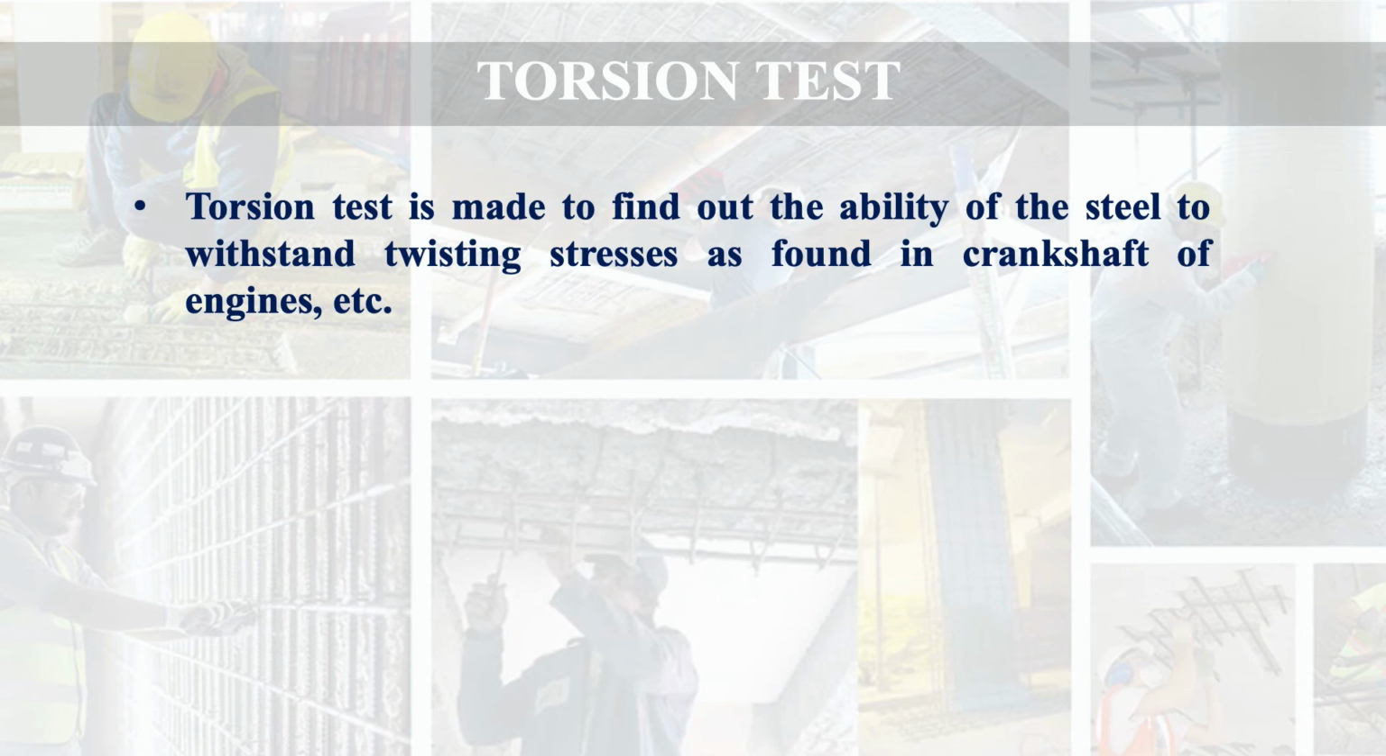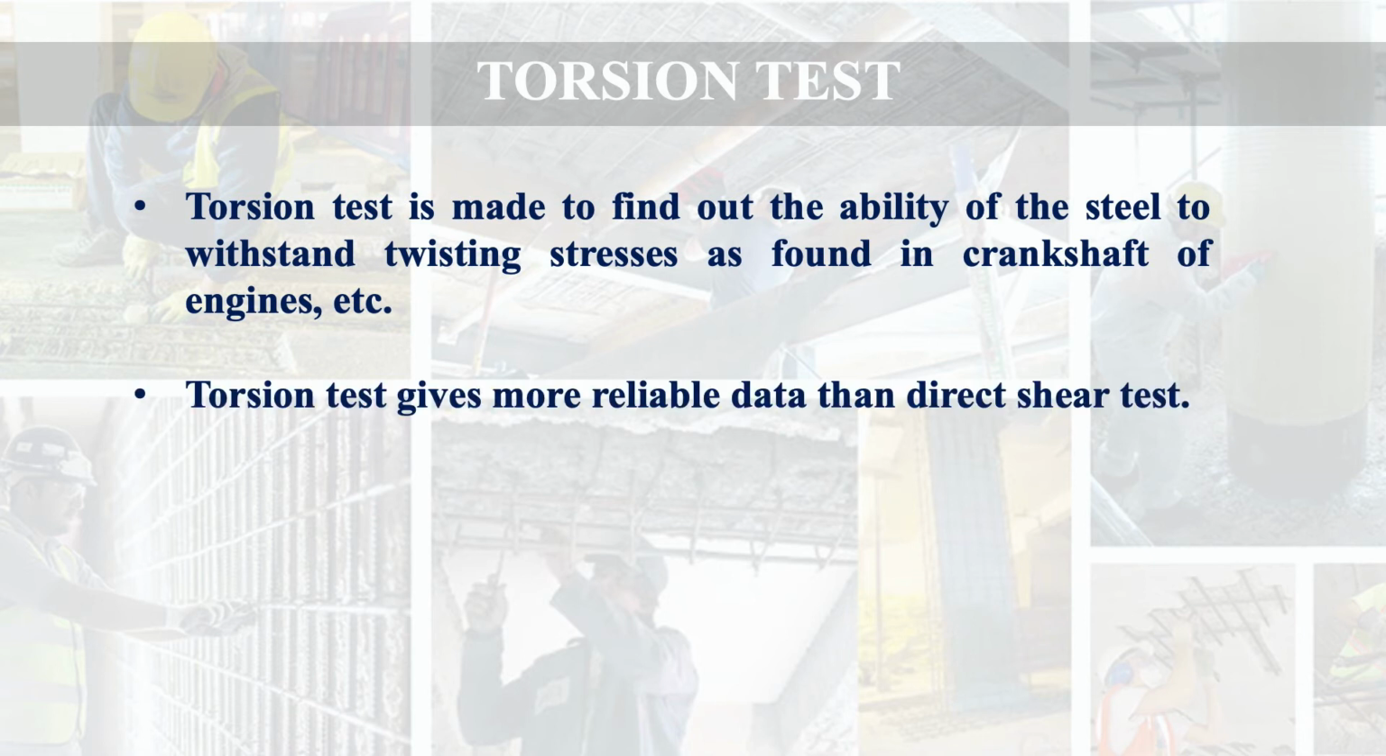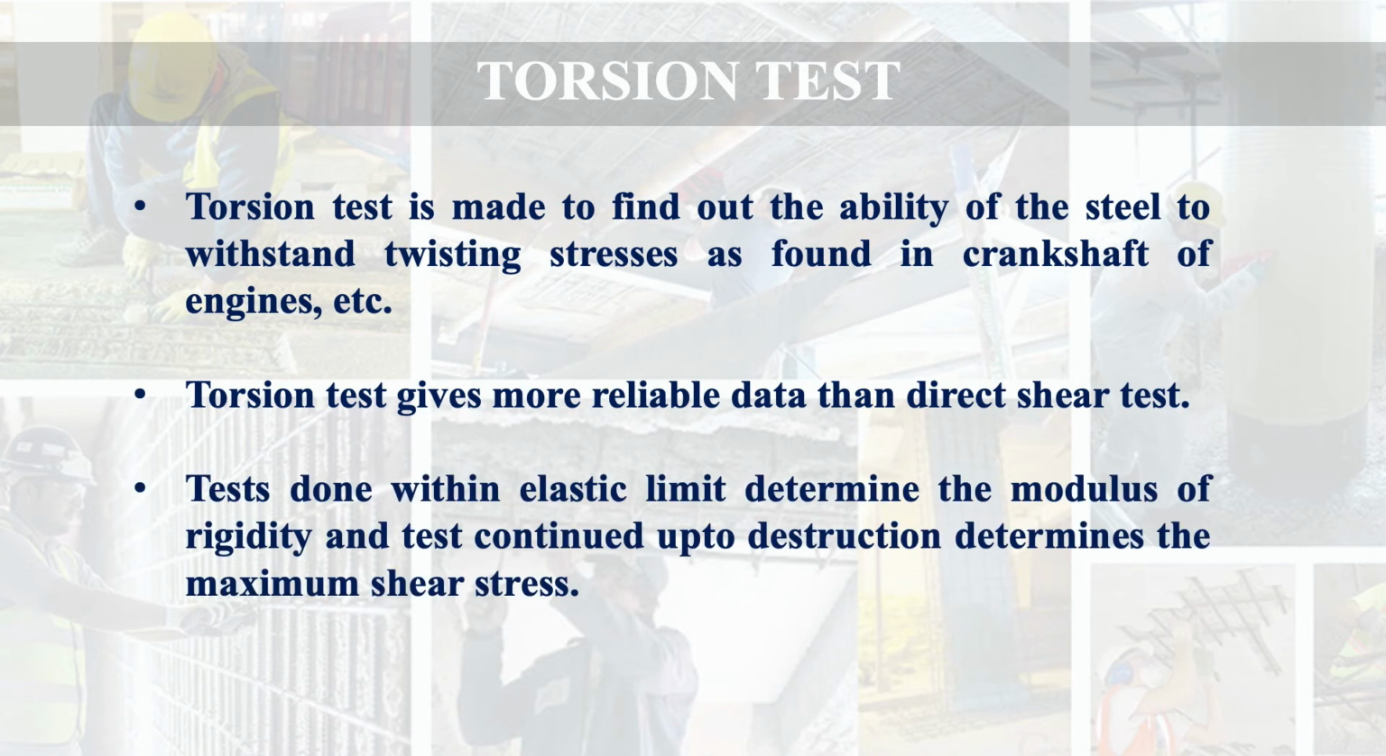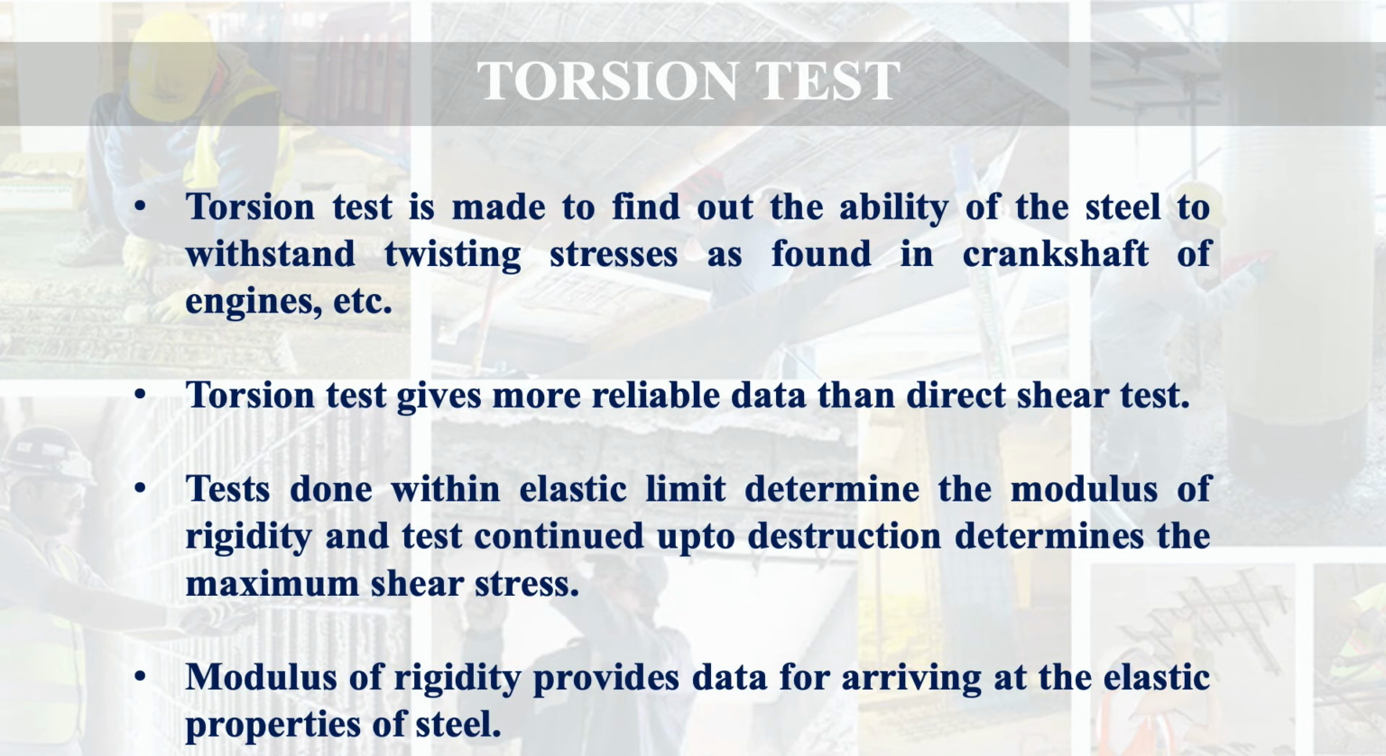of engines, etc. Torsion test gives more reliable data than direct shear test. Tests done within elastic limit determine the modulus of rigidity, and test continued up to destruction determines the maximum shear stress. Modulus of rigidity provides data for arriving at the elastic properties of steel.